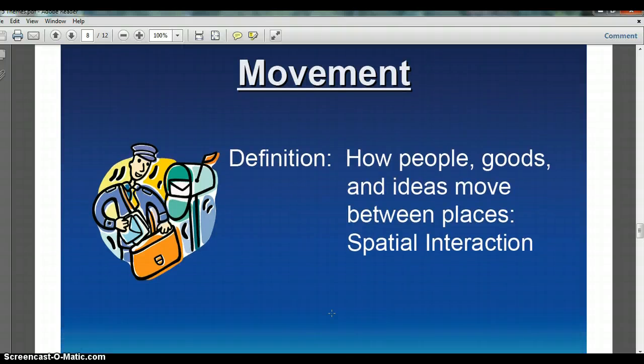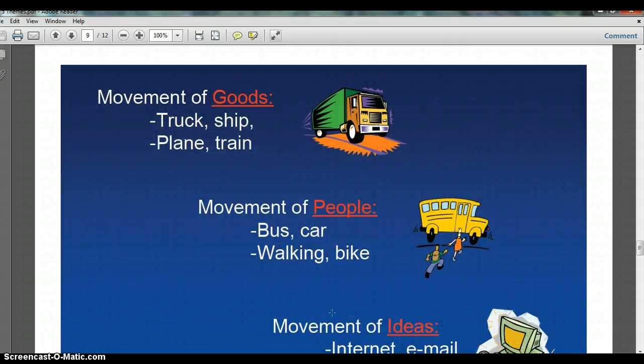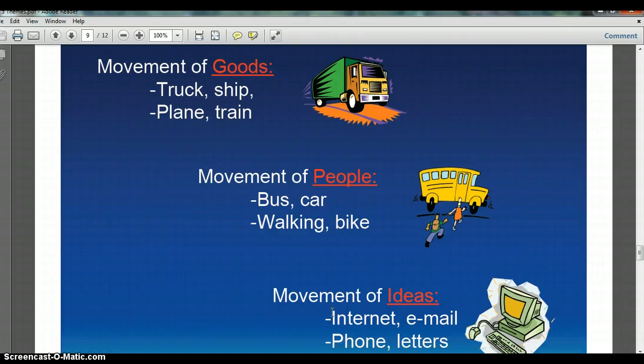Now M would be your movement, which is how people, goods, and ideas move between places. So in your phrase, lucky people have more rhesus, the more would start with the M. This would be your movement. Let's talk about how goods, people, and ideas move. Goods move by a variety of ways, by truck and by ship and by train. We move goods about our country as well as around the world.